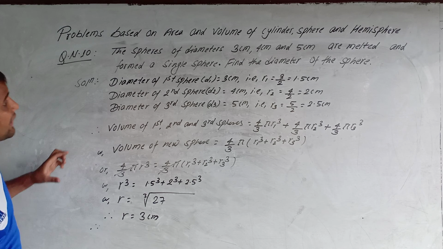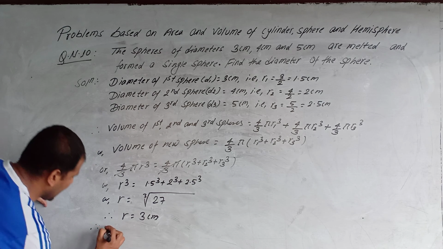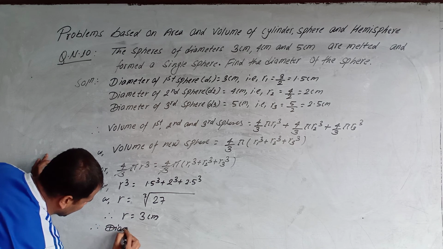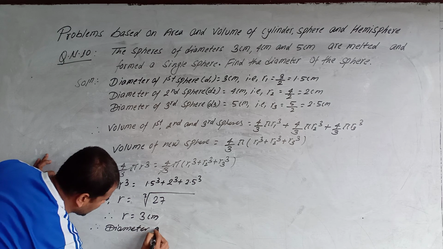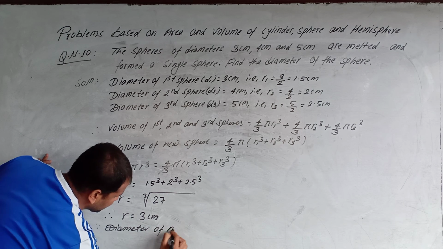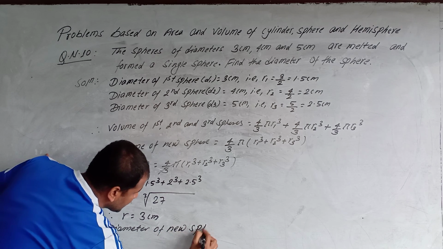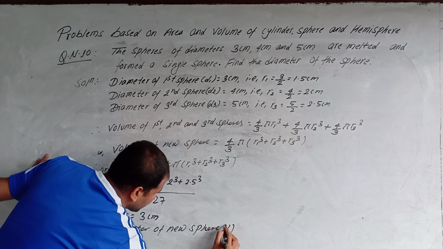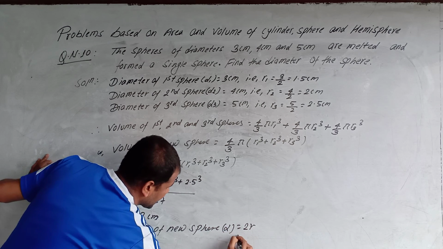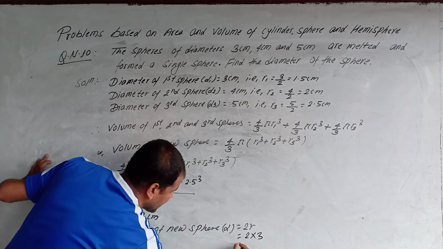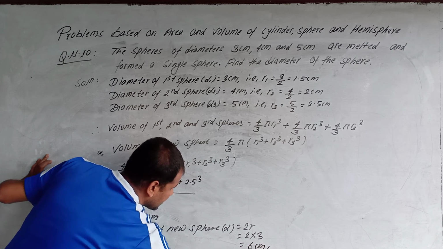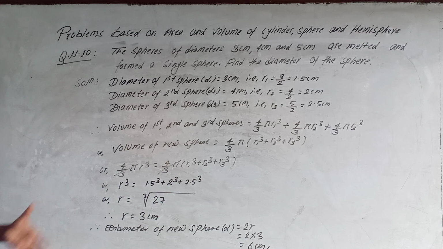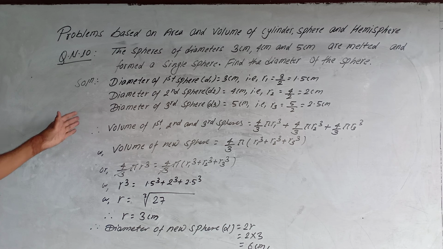Therefore the question asks to find the diameter. Therefore diameter of new sphere D is equal to 2R, that is equal to 2 into 3 is equal to 6 centimeter. In this way we find the diameter of the new sphere when many spheres are melted and form a new sphere.